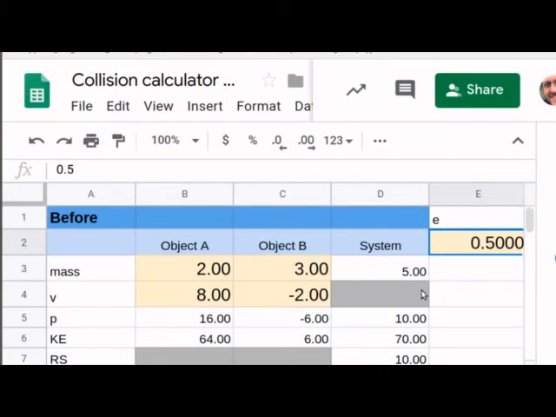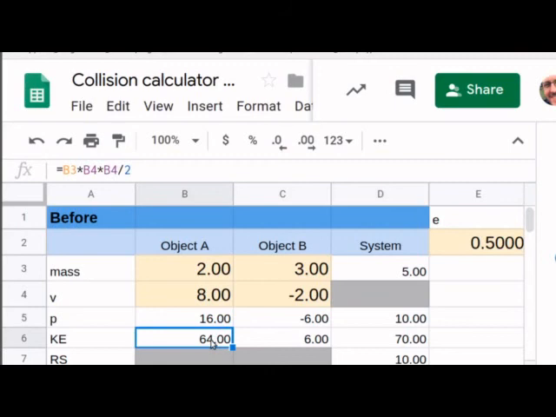Since every single time when we do one of the collisions, what I suggest that you do is make sure you get the before table right, so you know exactly what the situation is before the collision. This spreadsheet first does that. You can see that it calculates the momentum of object A by taking the mass from cell B3 and the velocity from cell B4. It does this calculation right here and gets the momentum of 16. And then it does the same thing for object B. It takes the mass from cell C3 and the velocity from cell C4, multiplies them and gets the momentum, and it gets the sign right there. And then for the whole system, it adds up the momentum: 16 plus -6 is 10.